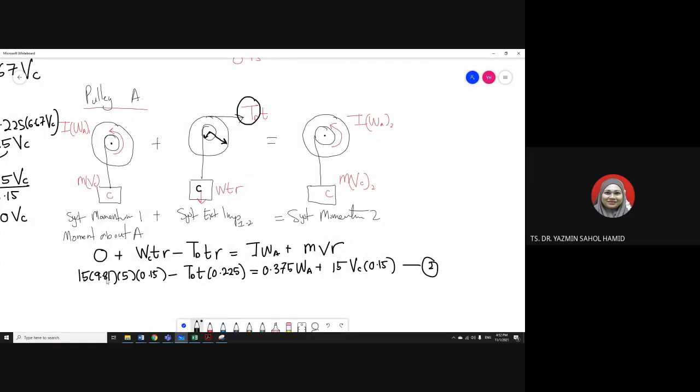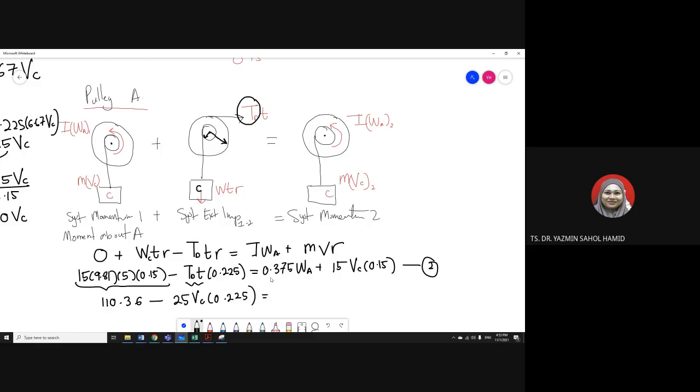15 kali 9.81 kali 5 kali 0.15. What do you get? $110.36. Okay. And then TDT tadi kita dah dapat tadi ke atas tadi. 25 VC. Ni kita dah dapat dah tadi.